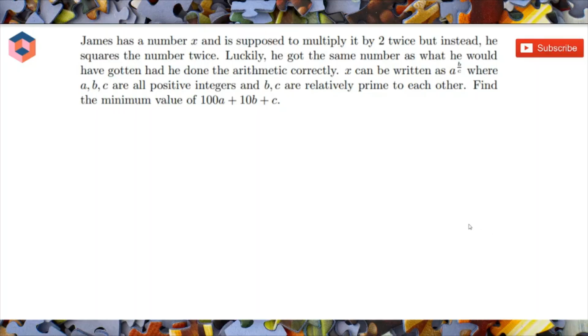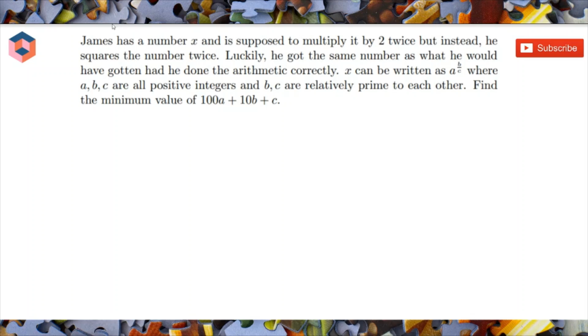Starting with number 5. James has a number x and is supposed to multiply it by 2 twice, but instead he squares the number twice. Luckily, he got the same number as what he would have gotten had he done the arithmetic correctly. x can be written as a to the power of b divided by c, where a, b, and c are all positive integers, and b and c are relatively prime to each other. Find the minimum value of 100a plus 10b plus c.